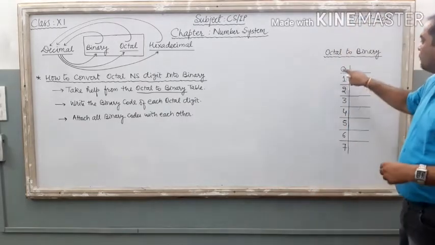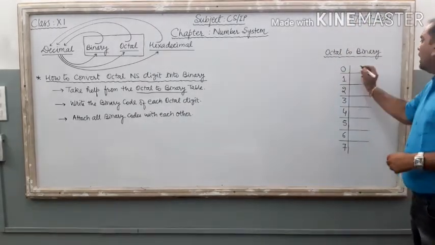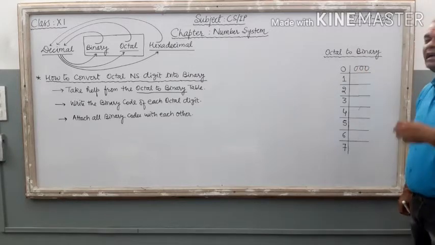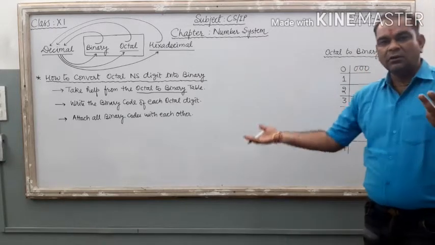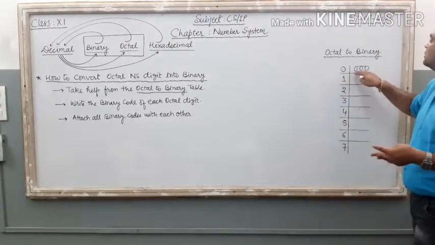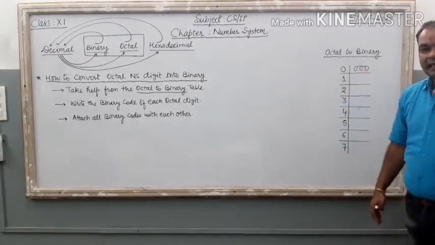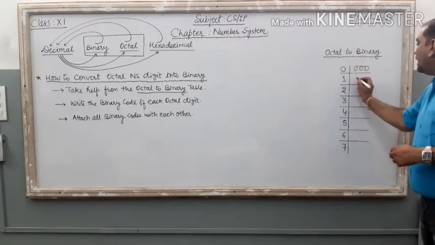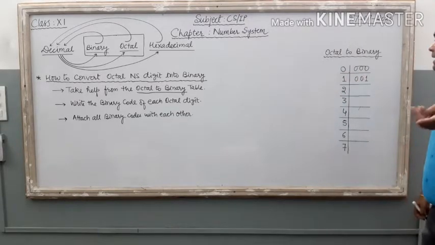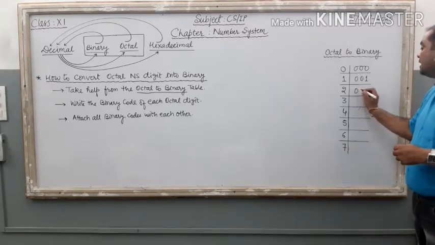Clear? Now, what is the binary code of 0? It is 000, 3 times 0. The binary code of 0 is 0 only, but we have to write it in 3 digits, so I put 3 times 0 over here. Clear? Binary code of 1 is 001. Right? Binary code of 2 is 010.